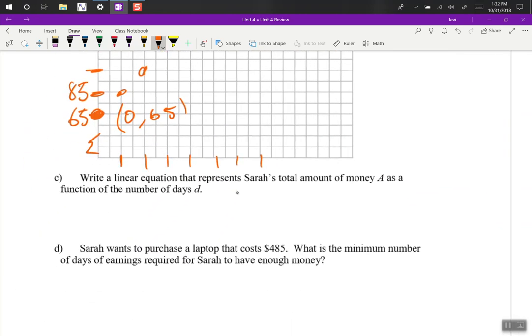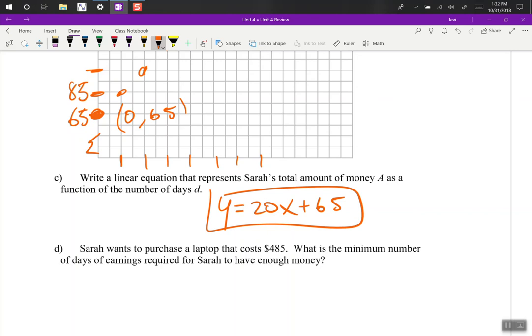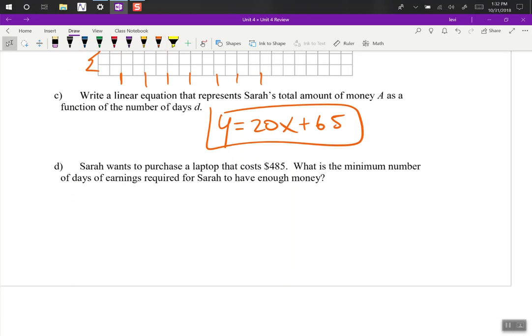Write a linear equation that represents Sarah's total money. So that's y equals, well, she's getting $20 and she started with 65. So y equals 20x plus 65. Sarah wants to purchase a laptop for $485. What's the minimum number of days? So this is going to be 485 equals 20x plus 65.